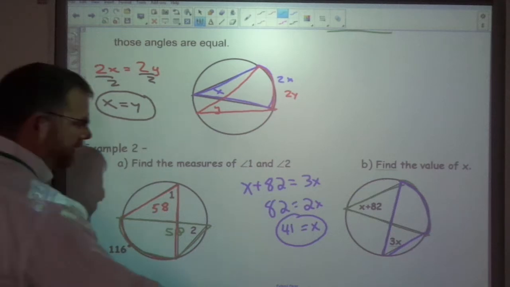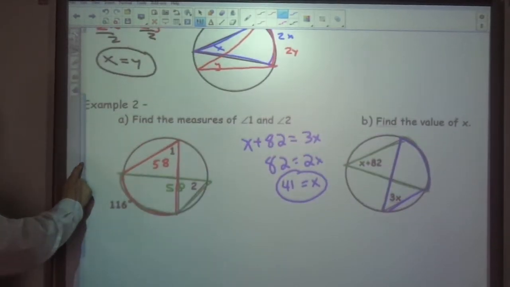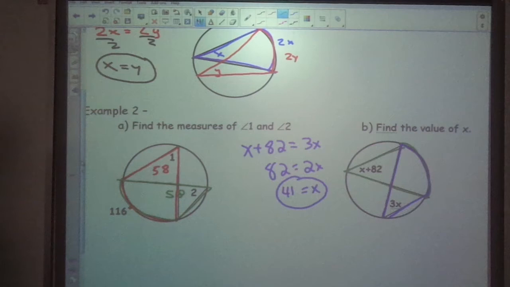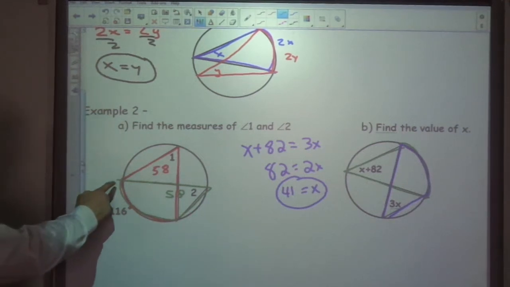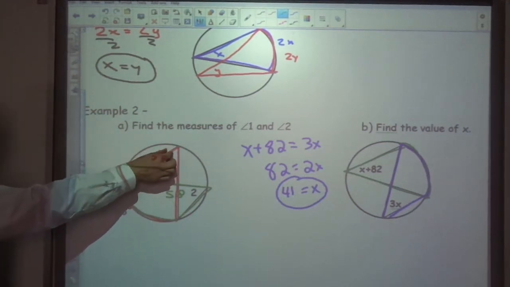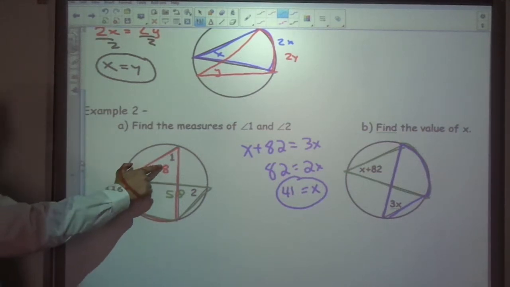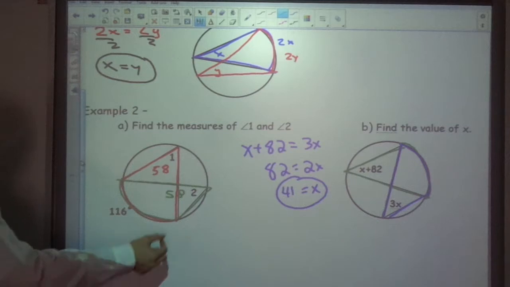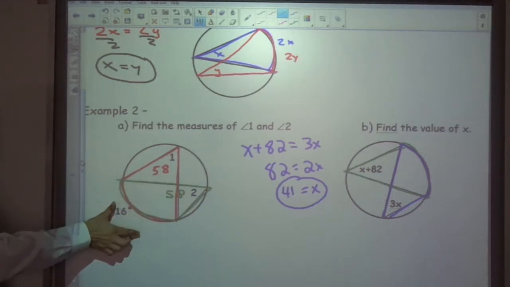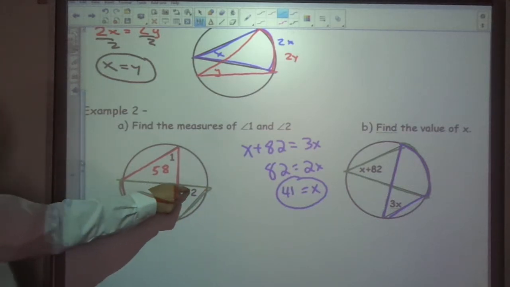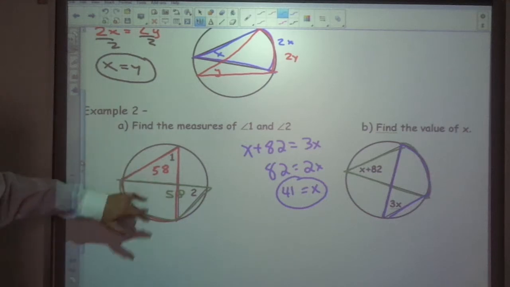A couple examples here that are already kind of worked out for us. To find the measure of angle 1 and angle 2, you see here angle 1, the inscribed angle, is here. And so if this is 116, that has to be 58, half as much. And for angle 2, that's an inscribed angle, and this is 116. So again, 58. So angles 1 and 2 are both 58.